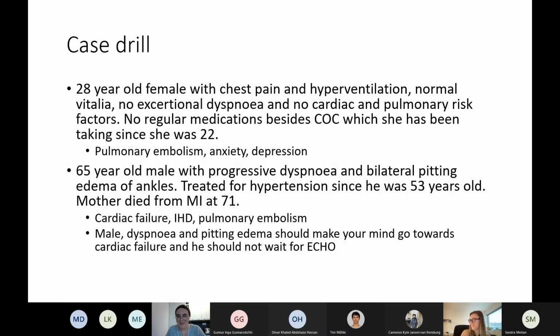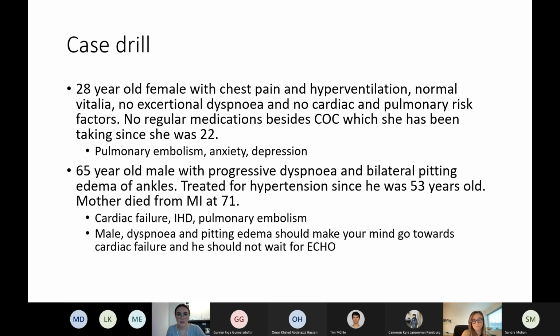Sorry, my sound went out for a few seconds. But also the fact that he was treated for hypertension, and the whole pitting edema. I would also suspect, for example, maybe cirrhosis. Maybe some kind of kidney disease as well. So you basically mentioned it: cardiac failure, ischemic heart disease, pulmonary embolism.